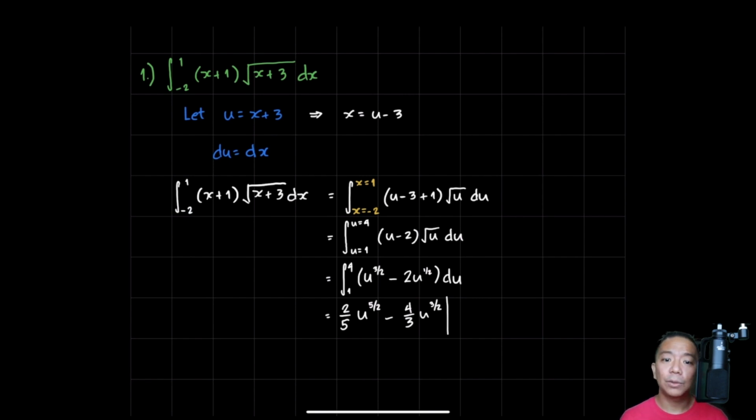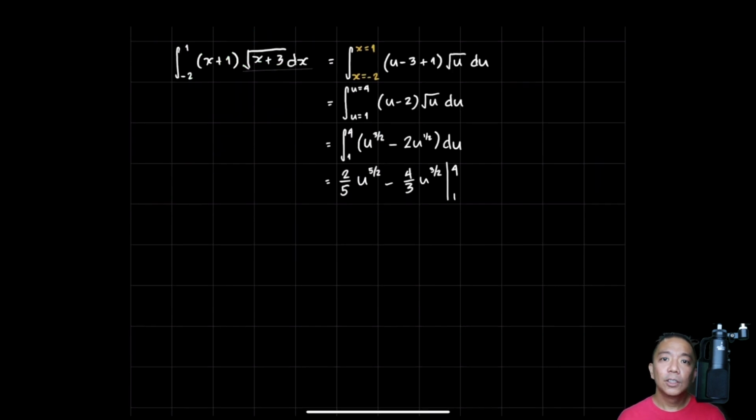Tas may 2 pa sa unahan kaya naging 4 thirds. This will be evaluated from 1 to 4. So at this point, you might guess that the next step ay back substitution na, kasi na-evaluate na natin integral eh. Babalik na tayo dapat sa x.